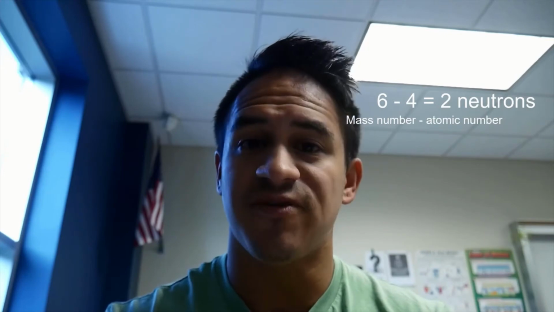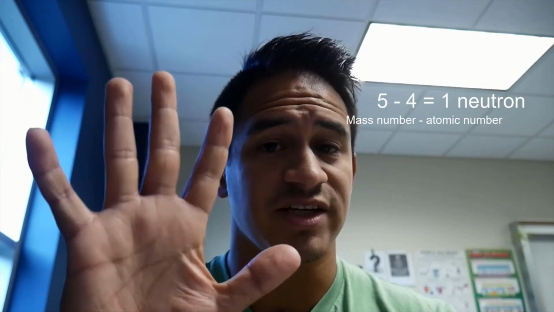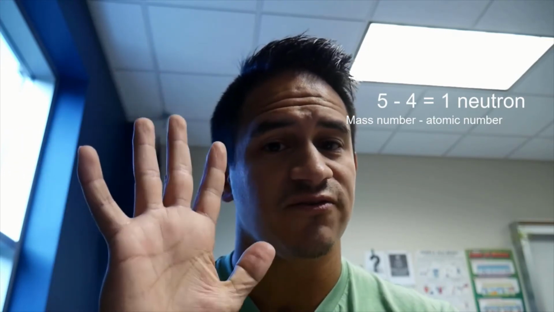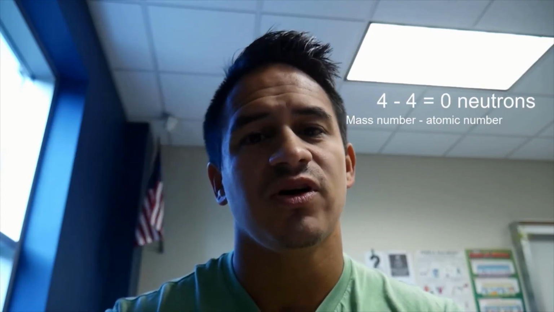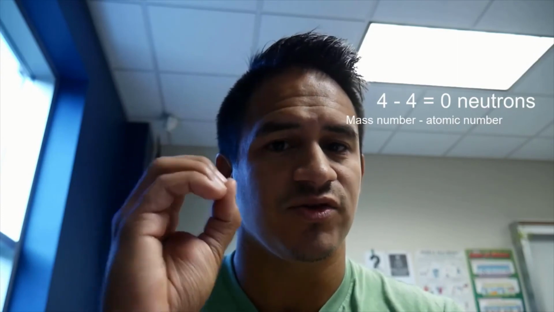Okay? For Legumium 5, again, mass number is 5, atomic number is 4. 5 minus 4 gives you 1 neutron. And lastly, for Legumium 4, 4 minus 4, you get 0 neutrons.